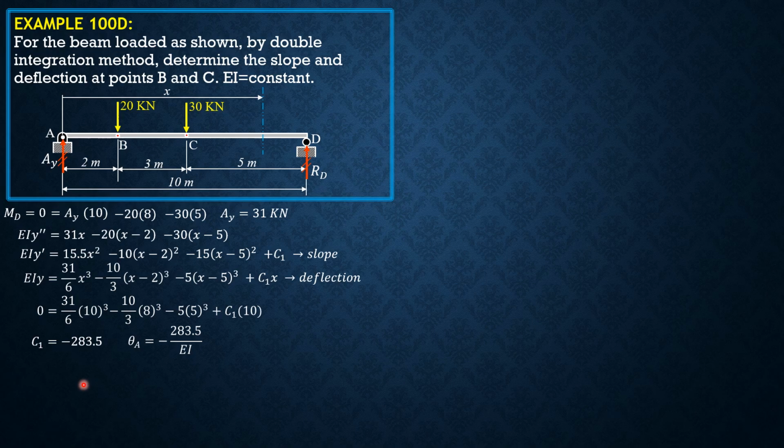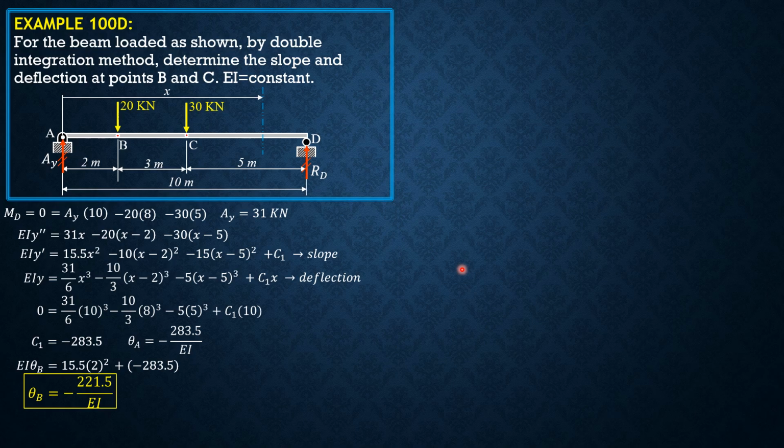Then we solve for slope at B. In this equation here, we set x is 2 when at B. So EI theta B equals 15.5 times 2 squared. This is 0. This is negative, so we just ignore. So plus c sub 1, which is negative 283.5. So from there, we can solve theta B equals negative 221.5 over EI.